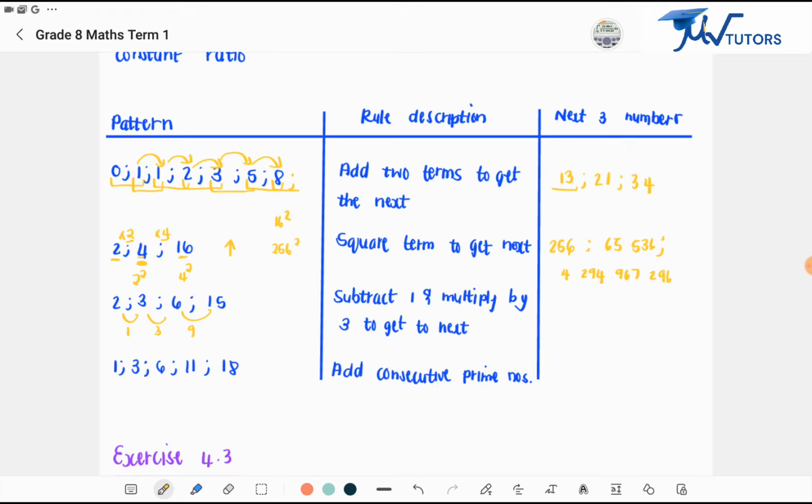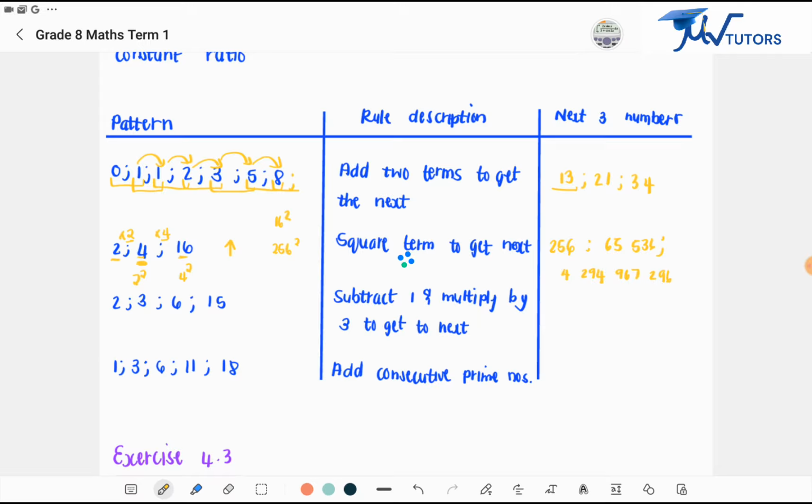So what would I have to do? Okay, this pattern over here is not very common. One would have to really think about it. So for me to get to 3 from 2, if I look at the rule description, we need to subtract 1.